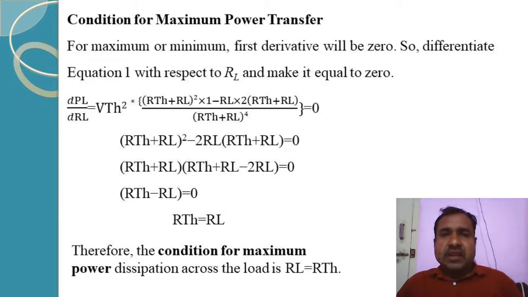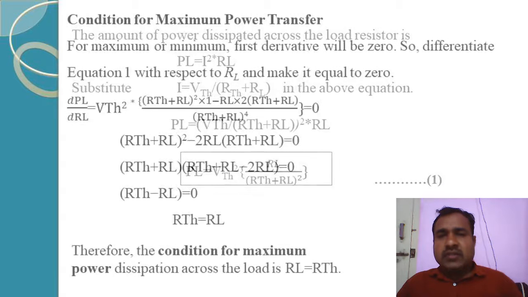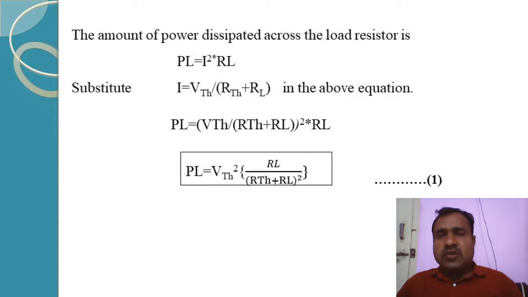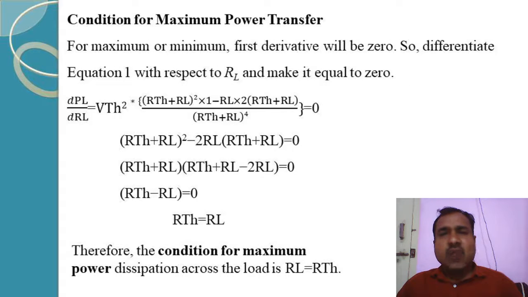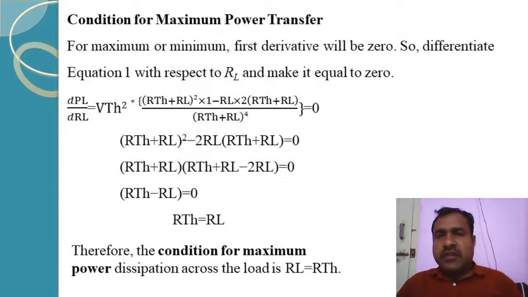Here VTH square is constant, so I will take it out. First V, that is the denominator (RTH plus RL) square, I keep as it is, into the derivative of the numerator. The numerator is RL, and the derivative of RL with respect to RL is 1, minus the numerator, that is RL, into the derivative of the denominator. The denominator is (RTH plus RL) square, so the derivative of that is 2 into (RTH plus RL).